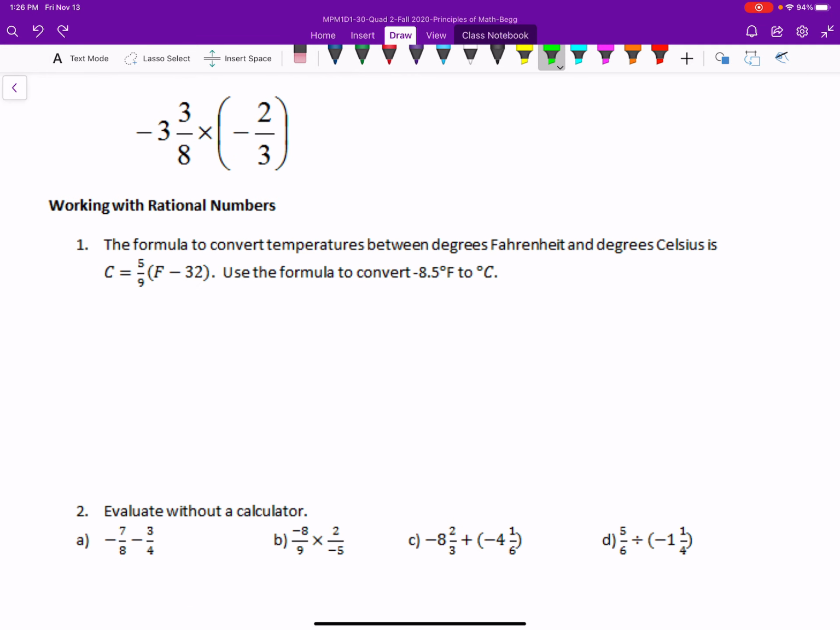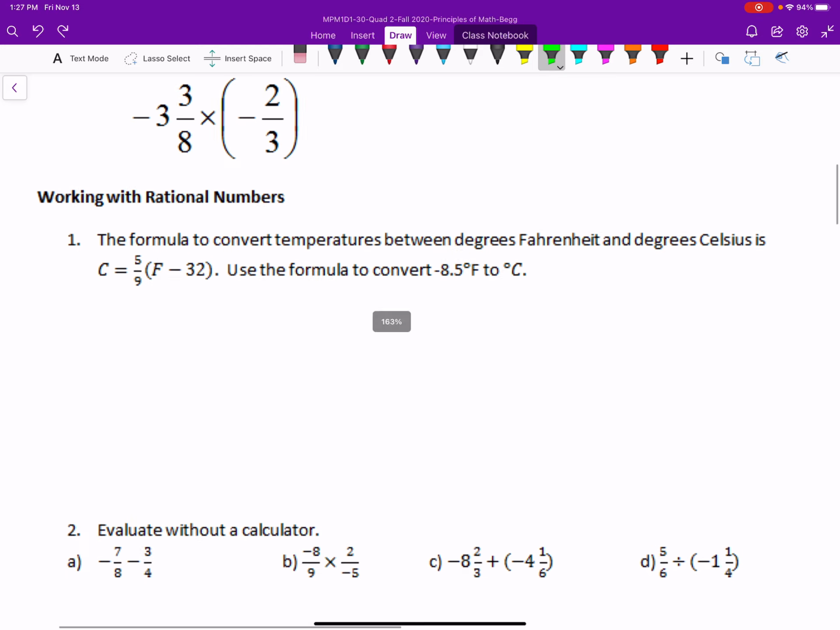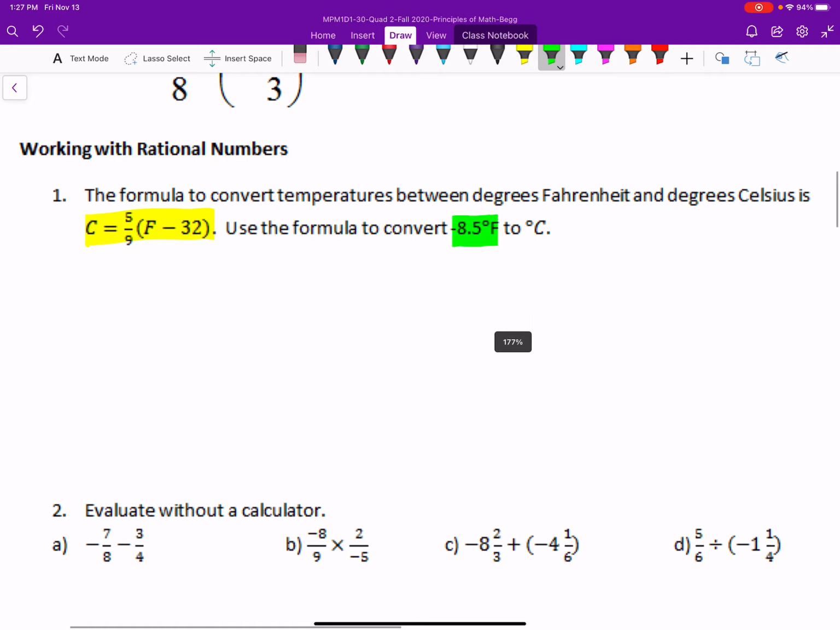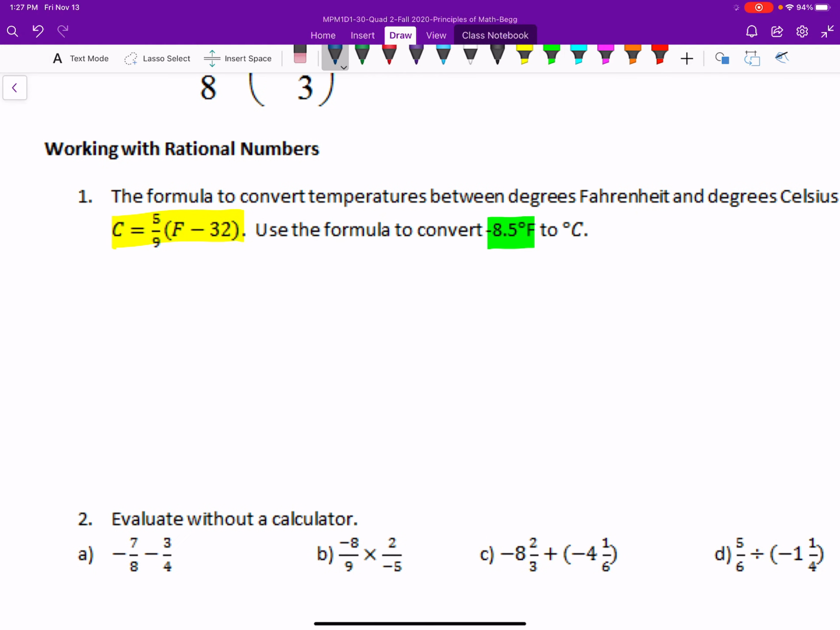Here's a word problem to start with. The formula to convert temperatures between degrees Fahrenheit and degrees Celsius is C equals 5/9 times the Fahrenheit temperature minus 32 in brackets. Use the formula to convert negative 8.5 degrees Fahrenheit to Celsius. All right, so that means we're going to do a little substitution. We're going to put negative 8.5 in for F. So I'm just going to take a step to write it in there. Negative 8.5 minus 32. And that's all I did in that step, was do that replacement.